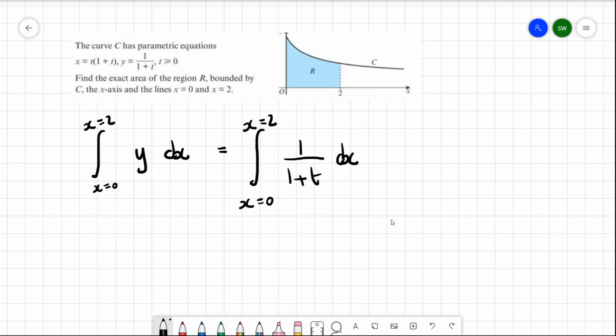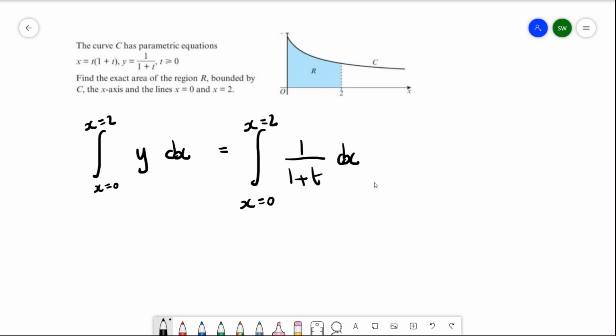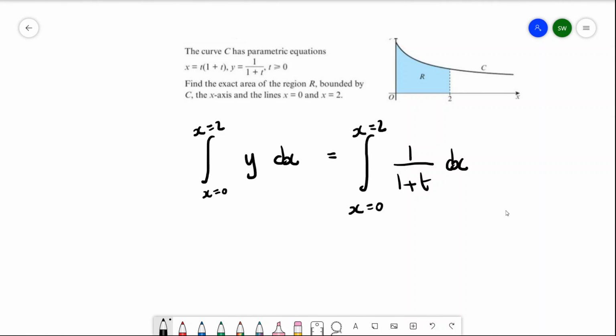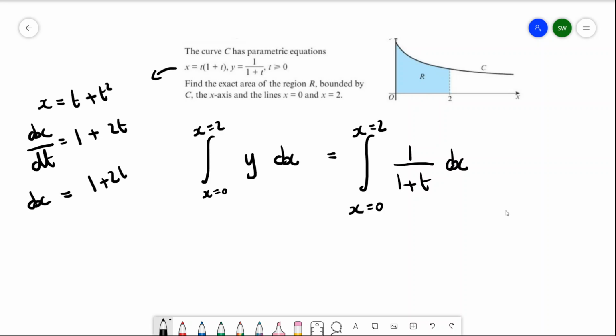So we know that what we need to do is replace dx with something to do with dt. And in order to do that, we're going to differentiate x with respect to t. So if we look at our equation of x, if we multiply it out, we're going to have t plus t squared. So we can work out dx by dt is equal to 1 plus 2t. So if I rearrange this equation to get dx the subject, just like we would do with a substitution, I find that dx is equal to 1 plus 2t times dt. I've just multiplied both sides of this equation by dt.